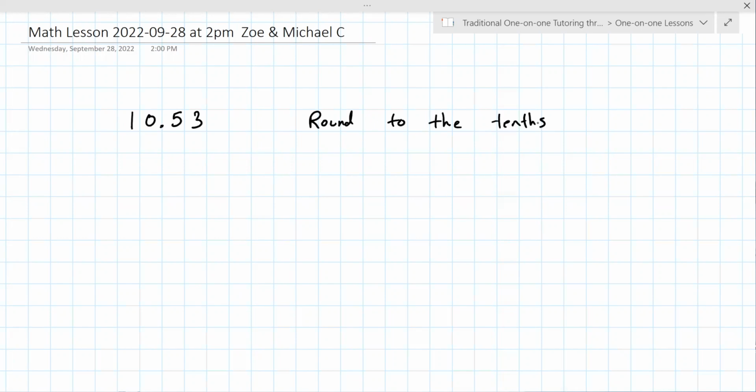Tenths. Okay, so which digit is in the tenths position? 5. 5, yeah, and the 3 is considered in the hundredths. Okay, so you look at the digit to the right of it, and you decide whether you're rounding up or down.